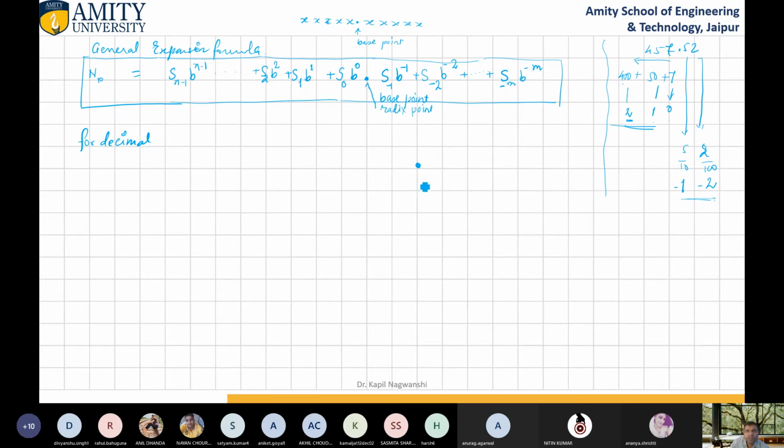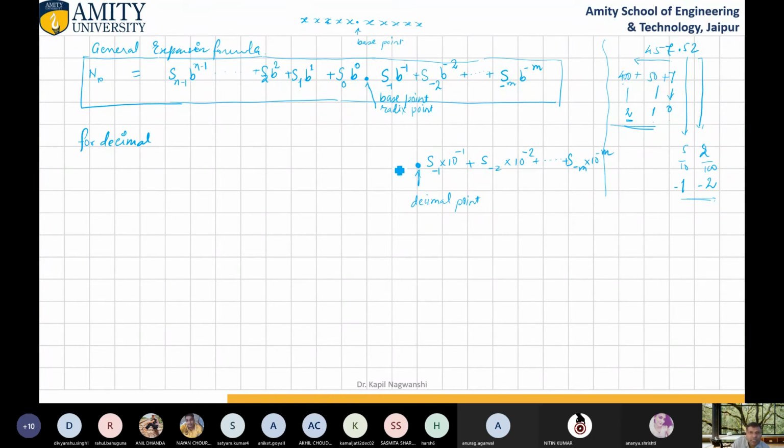So let me write first thing. This is our base point. Now it will become decimal point. For decimal number system it is written as decimal point. Now let us write the expansion. Let me write the right hand side expansion. So this is s minus 1 into 10 to the power minus 1 plus s minus 2 into 10 to the power minus 2 and plus, and then s minus m into 10 to the power minus m.